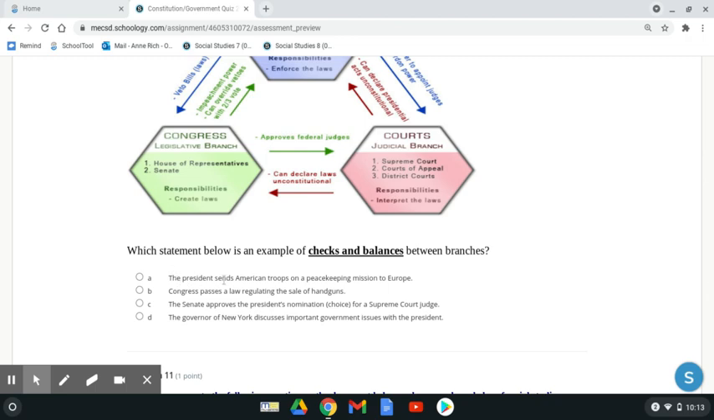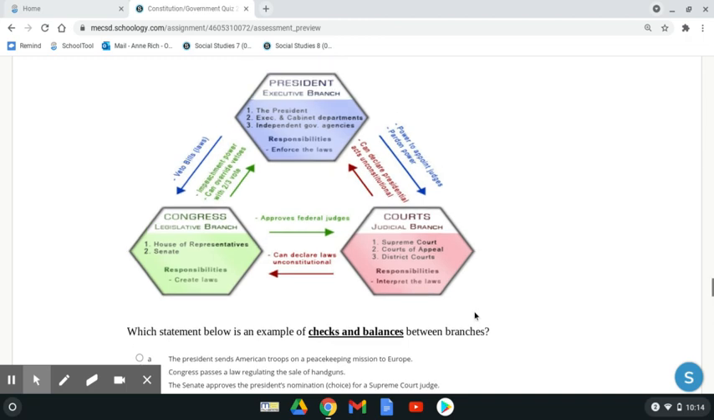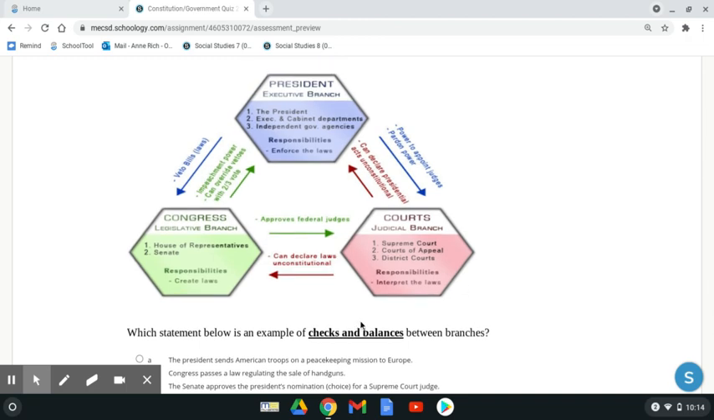A, the president sends American troops on a peacekeeping mission in Europe. B, Congress passes a law regulating the sale of handguns. C, the Senate approves the president's choice for a Supreme Court judge. D, the governor of New York discusses important government issues with the president. So take a look. We're looking for an answer that involves action between these branches.